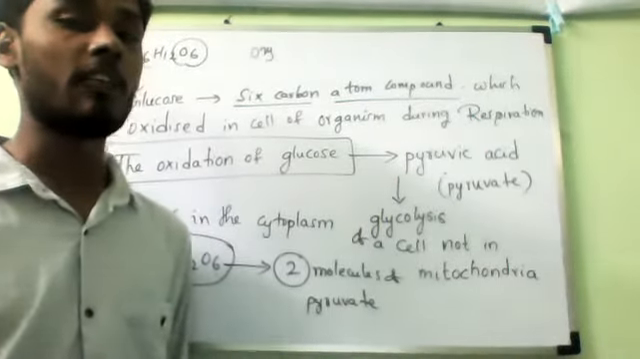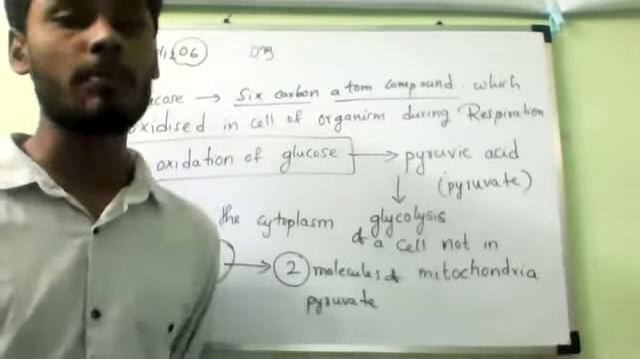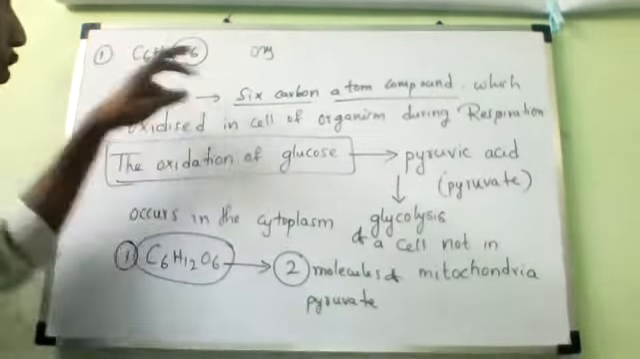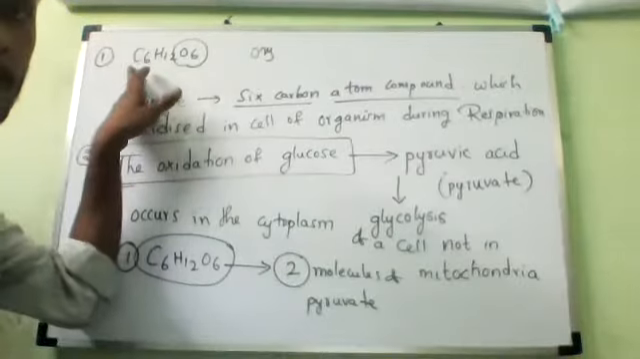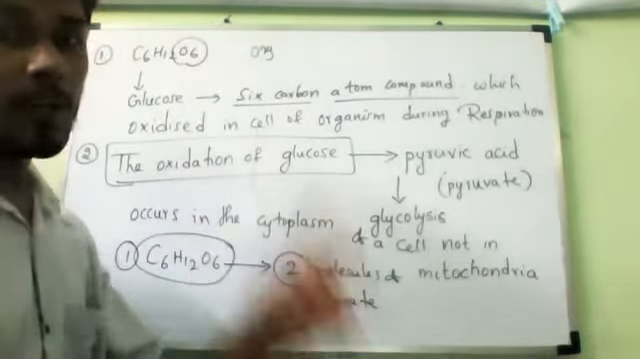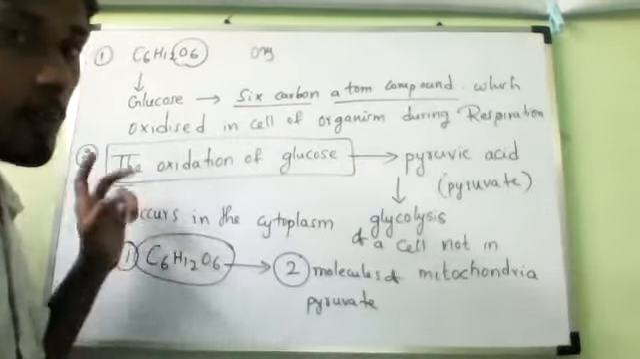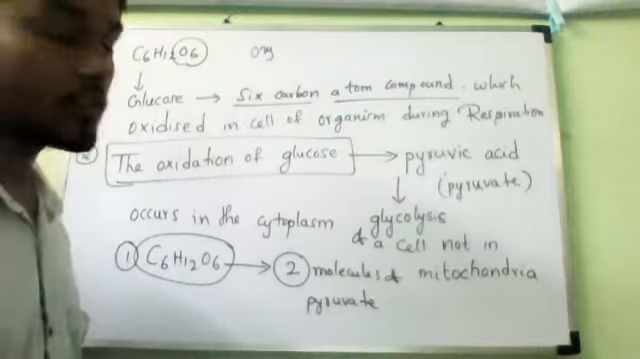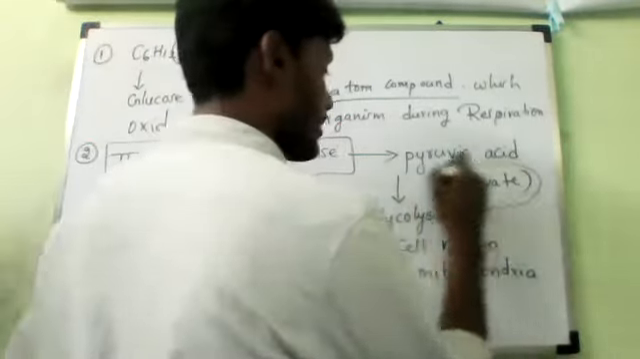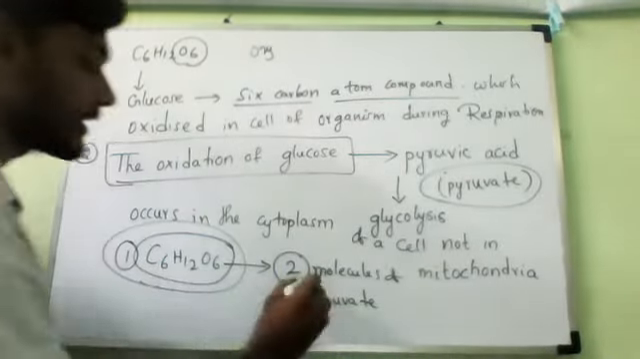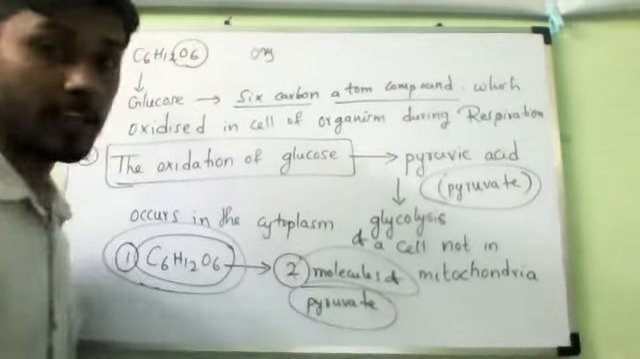In pyruvic acid, how many carbon atoms will be present? It is going into two molecules. Means how many? Three, sir. Three carbon atom compound. Understand? So pyruvic acid is a 3 carbon atom compound. It is also called pyruvate. So each one molecule of glucose will be converted into two molecules of pyruvate.